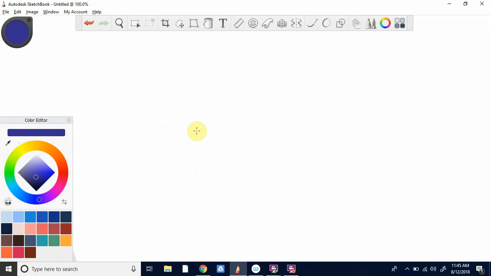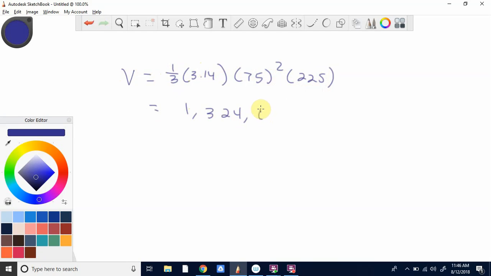So we're just going to simply fill in the values. So volume equals 1/3 times 3.14 times 75 squared times 225, because our radius is 75 and our height is 225. You put this all in your calculator and get approximately 1,324,688 cubic meters.